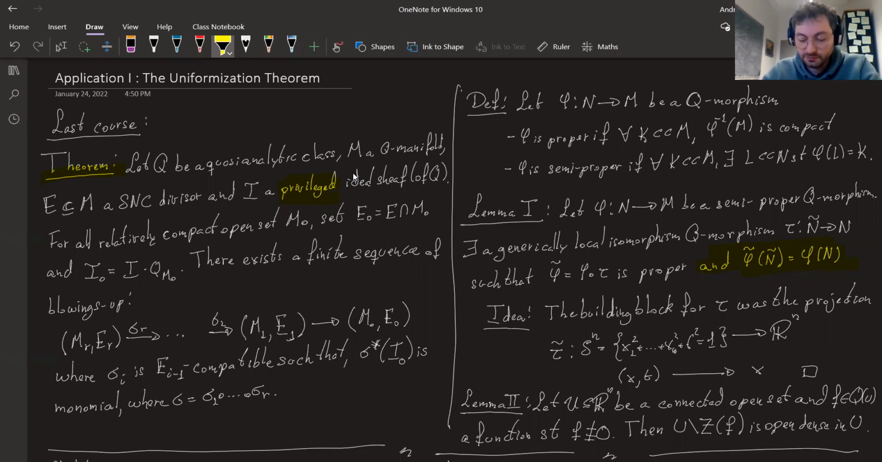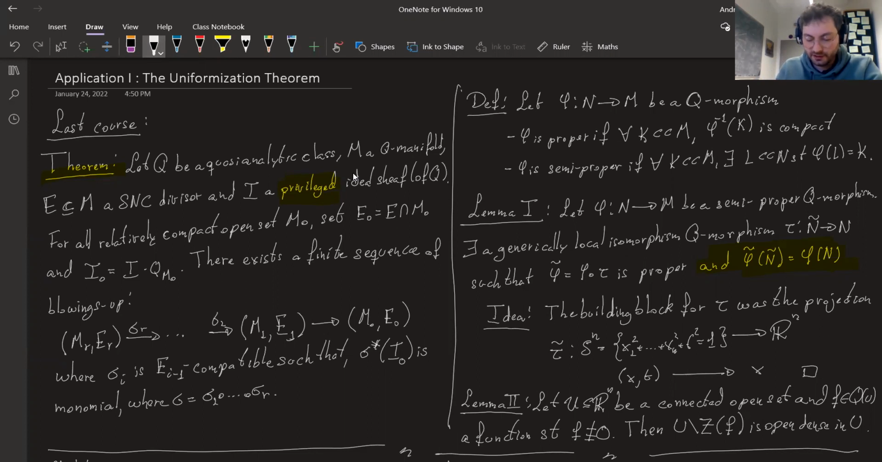Then afterwards, we recalled the definition of what proper is. Proper means that for every compact set of M, the preimage of the compact set is compact. Even when I'm preparing, I sometimes make mistakes. And we talked about phi being semi-proper. That is, we said that for every compact set K of M, there exists a compact L such that phi of L is equal to K. So this is actually a semi-proper covering, as we're going to see.